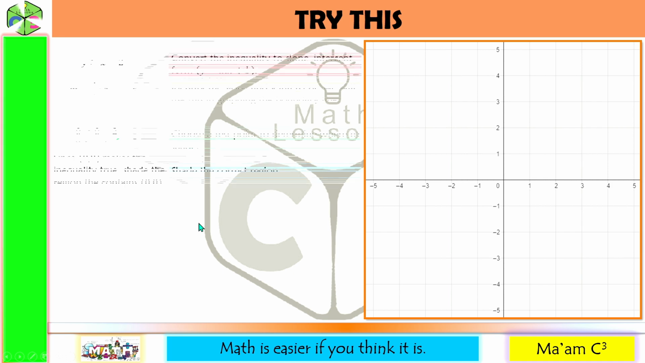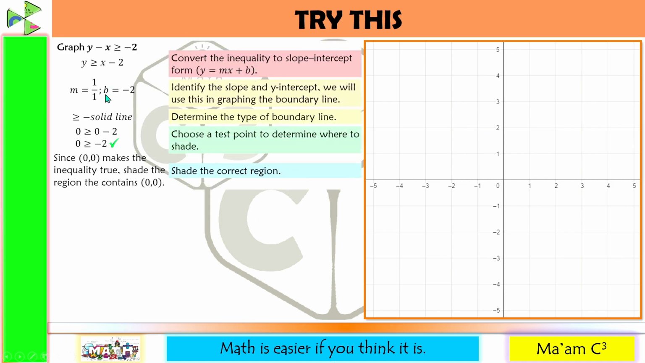Now let us graph. Let's recall first our answers. Our y-intercept is negative 2, so it will be here, negative 2. Our slope is 1 over 1, 1 unit up, 1 unit to the right. And we are going to connect these 2 points using a solid line. And here is our test point 0, 0. And since the inequality is true, we are going to shade this region which is above the boundary line.